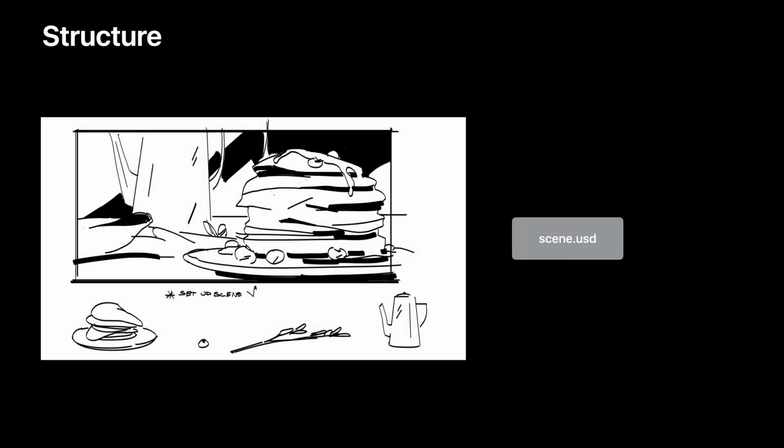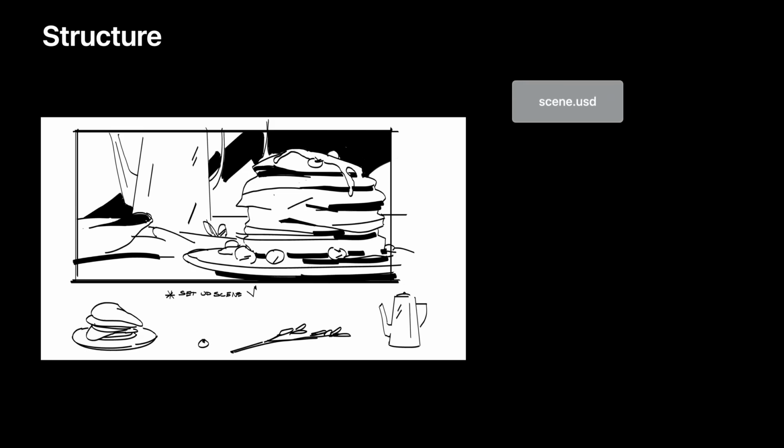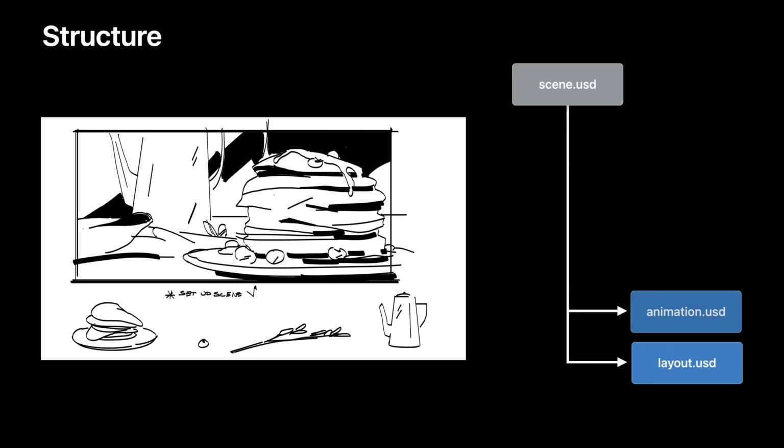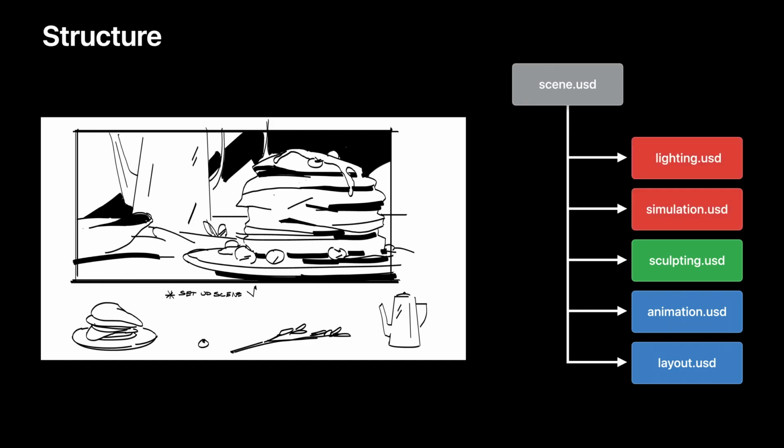Since we're using USD, we can arrange the scene into several separate files. Each file will contribute to some aspect of the scene, be it the layout of the models, sculpting of the geometry, or any animation or lighting we might want to add. These files are all referenced or linked into the main scene. This is a core feature of USD, which allows any number of people or tools to collaborate on the same scene at the same time.